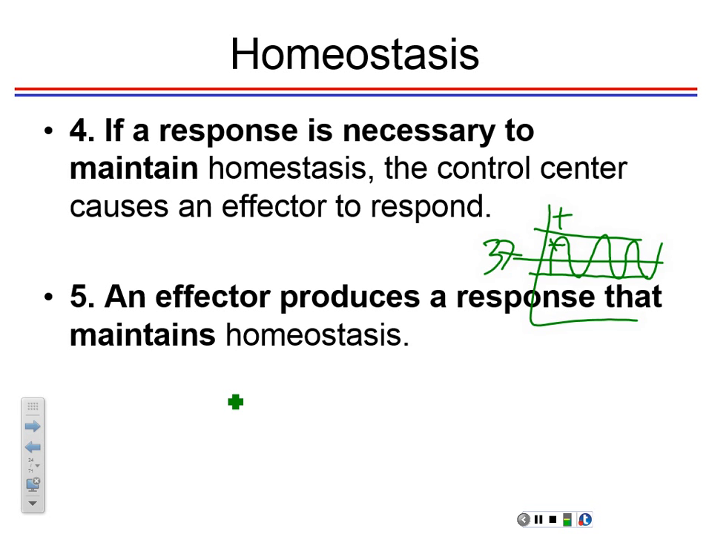And then, of course, an effector will produce the response, in this case, sweat glands. If you're cold, the muscles are the effectors. When you're cold, when your temperature goes down, what happens? You start to shiver. So the effector will be the muscles.